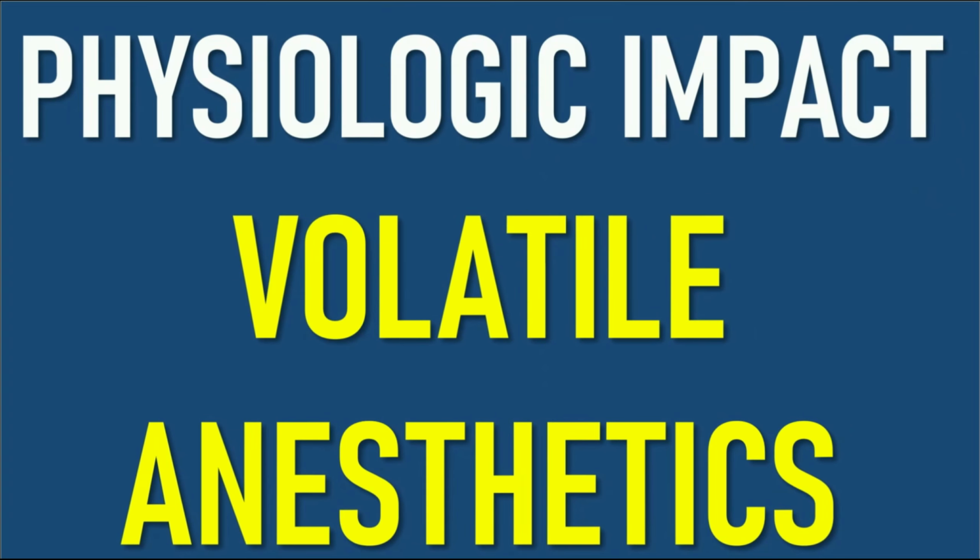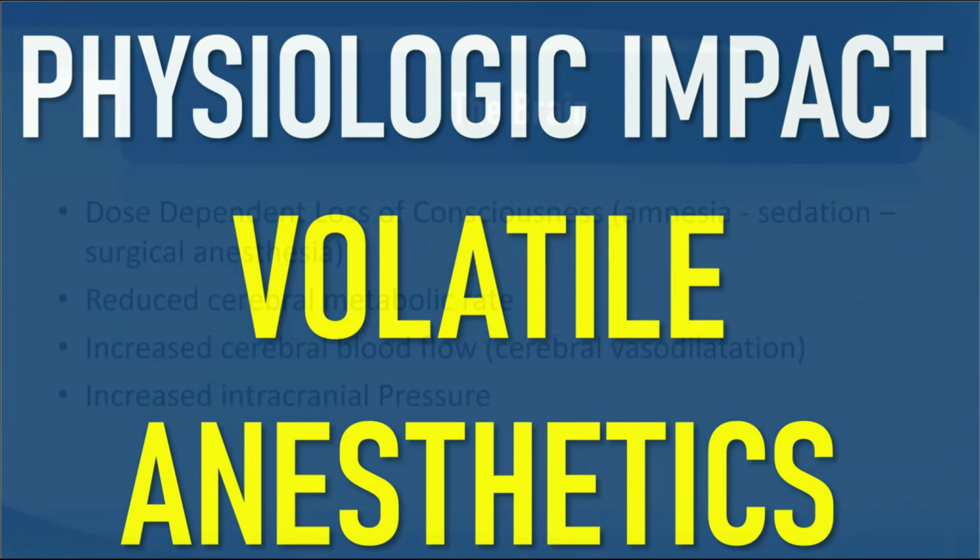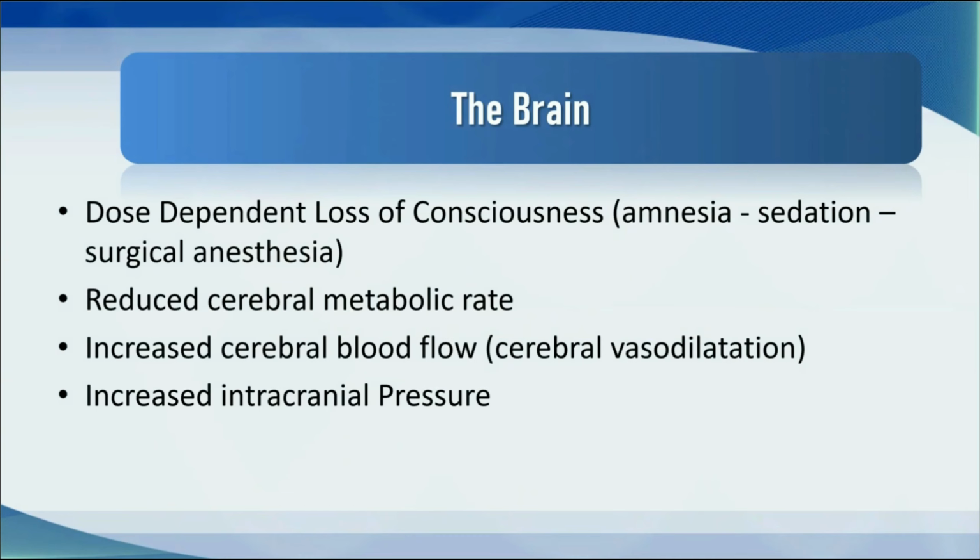Volatile agents render patients fully anesthetized with hypnosis and amnesia, immobility, and they blunt the adrenergic response to a noxious stimulus, but they also affect many organ systems. So let's look at these sequentially. In the brain, volatile agents cause dose-dependent loss of consciousness. That's amnesia, sedation, and surgical anesthesia. Cerebral metabolic rate is reduced. There is increased cerebral blood flow due to cerebral vasodilatation, and that does increase intracranial pressure.